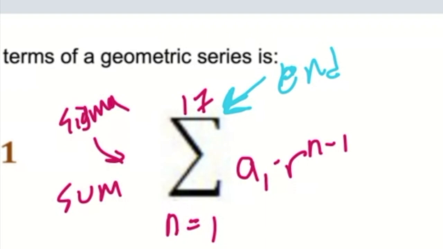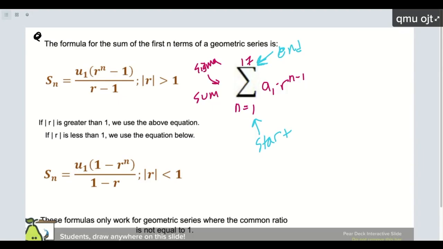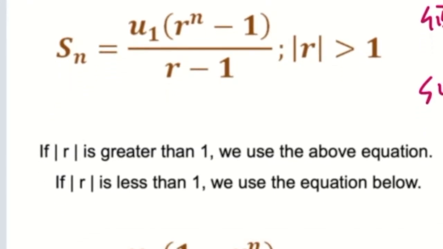So on the top here, that's how many terms you're going. I start at 1 and go to 17. I'm finding the sum of the first 17 terms. That's what this means. So whenever you see this, don't panic. It means sum, and then you can just use one of these.